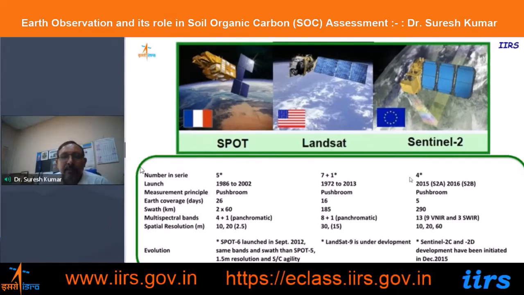for mapping of soil properties. We know that Sentinel data is available every 5 days, whereas Landsat data is available every 16 days. Landsat provides 8 spectral bands and 1 in panchromatic mode with 30 meter resolution, whereas Sentinel provides you 13 spectral bands, 9 in visible near infrared and 3 in short wave infrared. And it is very good data because it provides 10 meter spatial resolution, which is quite good for mapping of soil properties.